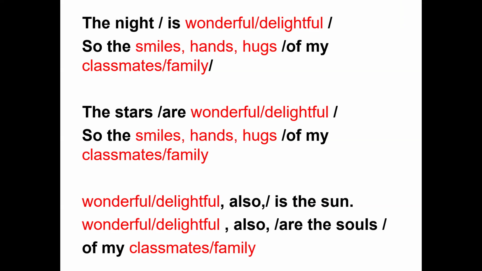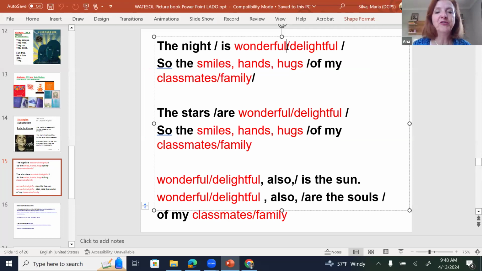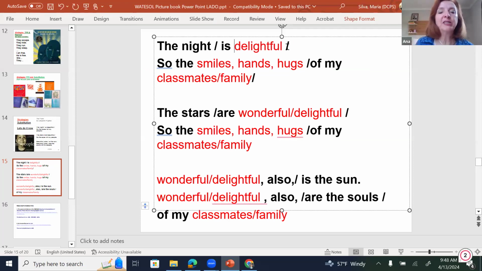Delightful. Okay, so Maria, can you erase wonderful? Just click it and take out wonderful. And you see those slats? Those slats are the convention for turn the page. So the night is one page, is delightful is another page. Okay, so now we have the smiles, hands, hugs, 1-syllable words of some body part.